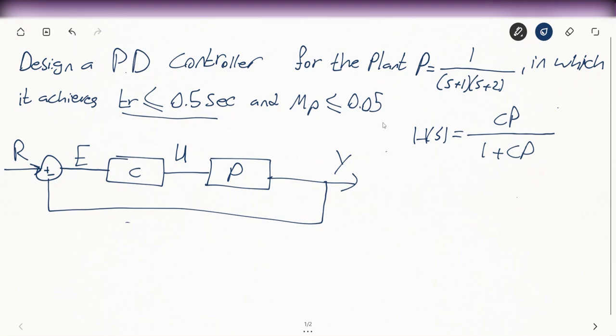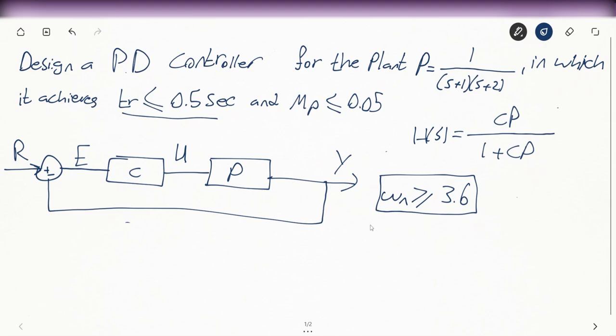Now in order to achieve this, you may ask, why don't we just use a proportional controller, only a P controller? Let's keep in mind that in order to achieve the rise time specification, we found in the previous videos that omega n should be greater than or equal to, I guess, 3.6, okay? This is what we have found before.